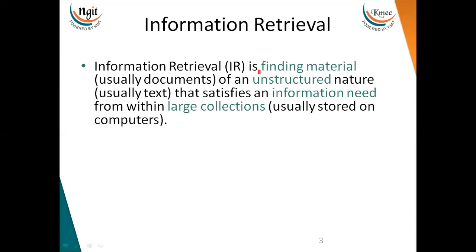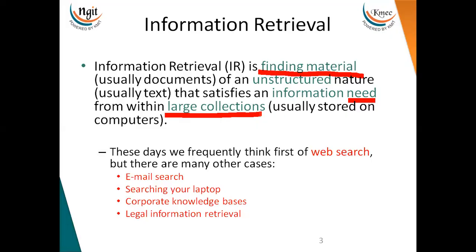So I am finding the material which is related to my information, and generally it is in the form of a document. It may be of a structured or unstructured nature. If it is of an unstructured nature, then it will be text. And if it is of a structured nature, then that will be a database which is properly arranged. So this retrieval should satisfy my need for information. And how am I retrieving it? From a large collection, a huge collection which is available on the web.